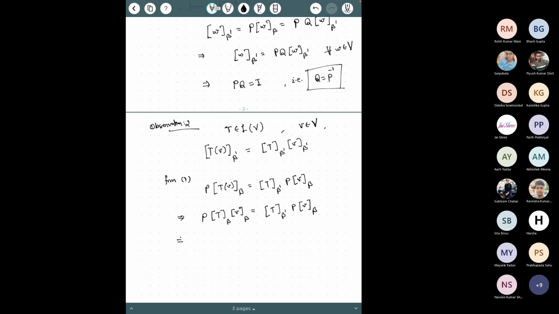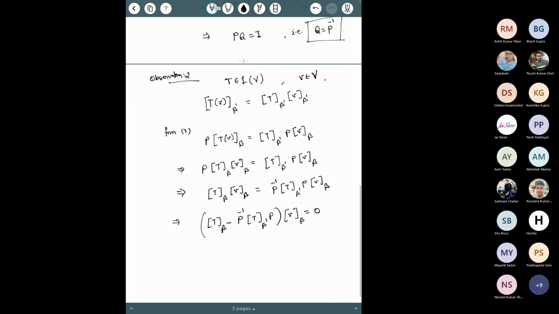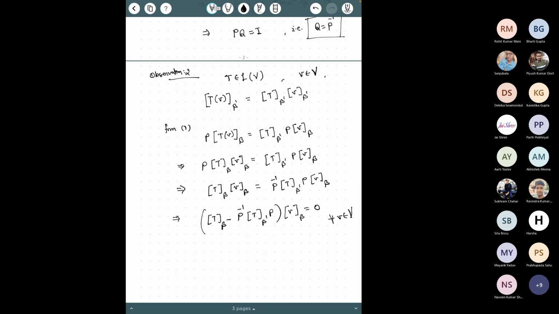Since I know that this P is invertible, I can take the inverse of this. So the matrix of T with respect to B times the matrix of v with respect to B is equal to P inverse times the matrix of T with respect to B dash times P times the matrix of v with respect to B. So the matrix of T with respect to B minus P inverse times the matrix of T with respect to B dash times P, times the matrix of v with respect to B, is equal to 0, and this is true for all vectors v in V. So the matrix of T with respect to B is equal to P inverse times the matrix of T with respect to B dash times P.